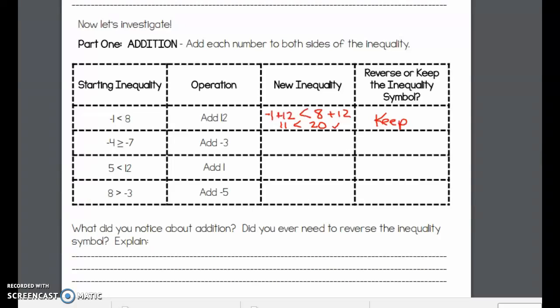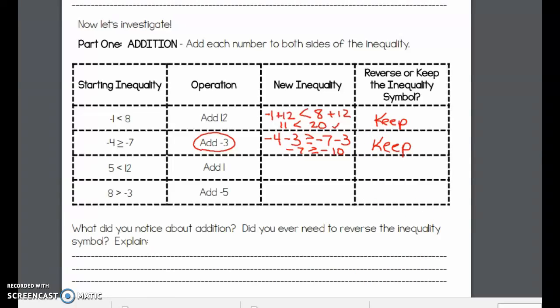I'm going to do one more. I have to add -3 to both numbers. So I have -4 minus 3. That's adding -3. It is greater than or equal to -7 minus 3. -4 minus 3 is -7, greater than or equal to -10. Is -7 greater than or equal to -10? Yes, so I keep it.